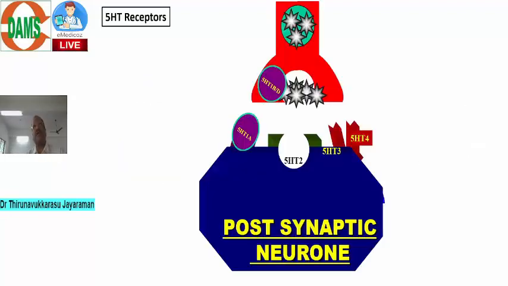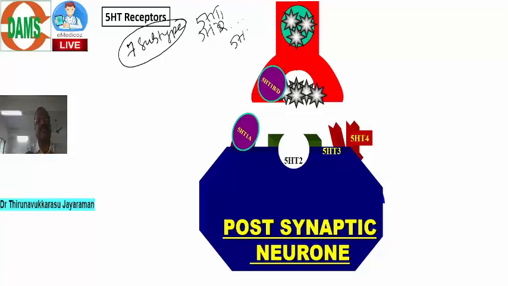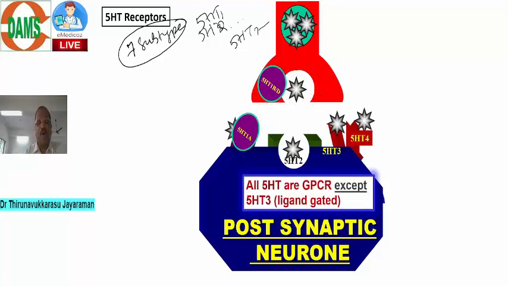5HT3 alone is ligand-gated. Now I will go for an extra point. Look here. Actually, there are seven subtypes of serotonin receptors. That is 5HT1, 5HT2, 5HT3, like that up to 5HT7. Total 7 subtypes of serotonin receptors are there. Here, first point, all these serotonin receptors are G protein coupled receptors. Only one exception called 5HT3, that's a ligand-gated receptor.